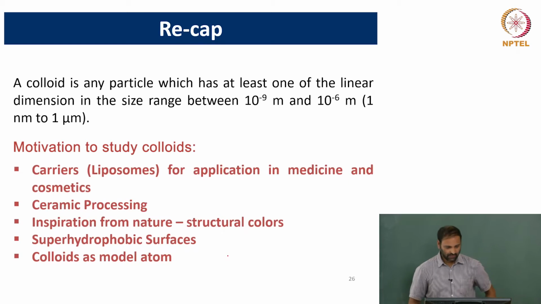Okay, so we'll do a quick recap of what we had done in yesterday's class. So we defined what is a colloid. We just mentioned that it's any particle which has at least one linear dimension in the size range between 1 nanometer to 1 micrometer.